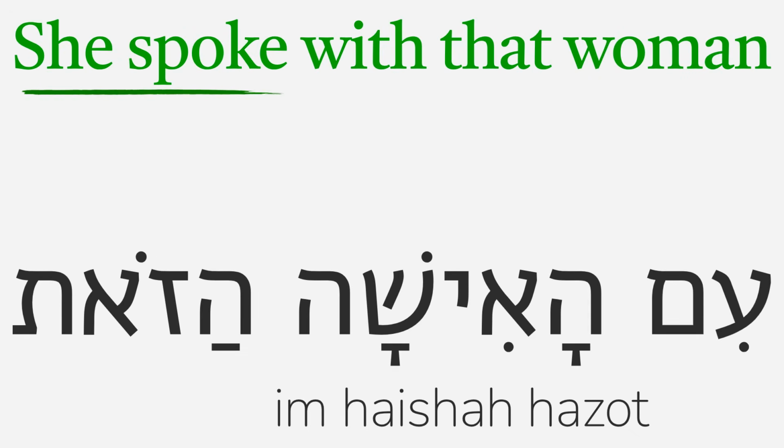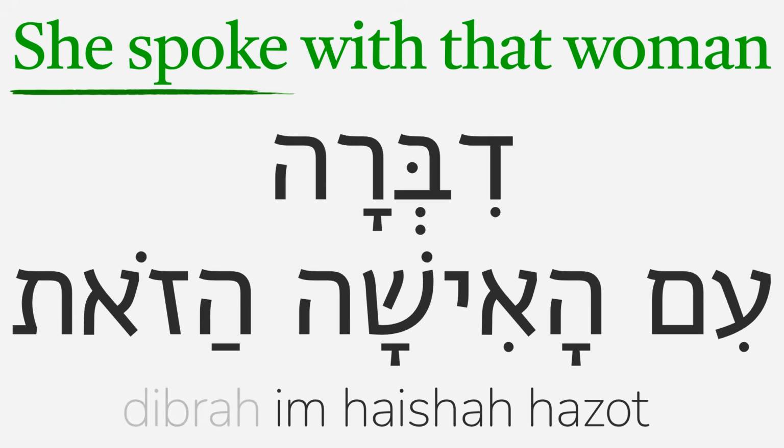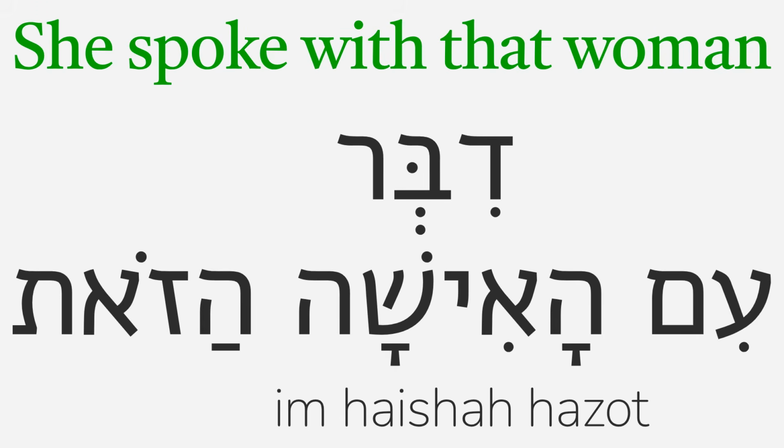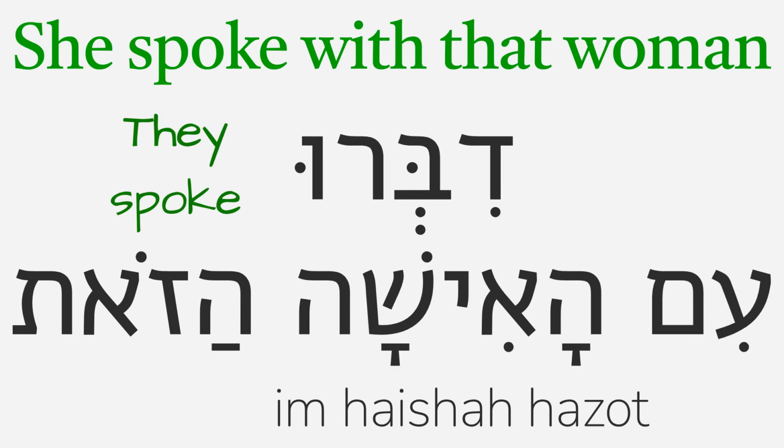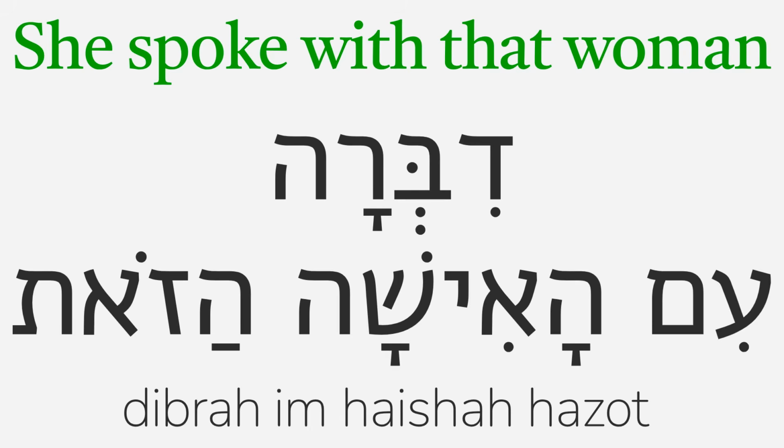To make the he, she form of a piel past tense, we take the hu form, diber, change the tsere to a shva, and add an a ending. Dibra, she spoke. This change of the vowel to a shva also happens with the they form of the past tense, which uses an u ending. Dibru, they spoke. Dibra im ha-isha hazot. She spoke with that woman.